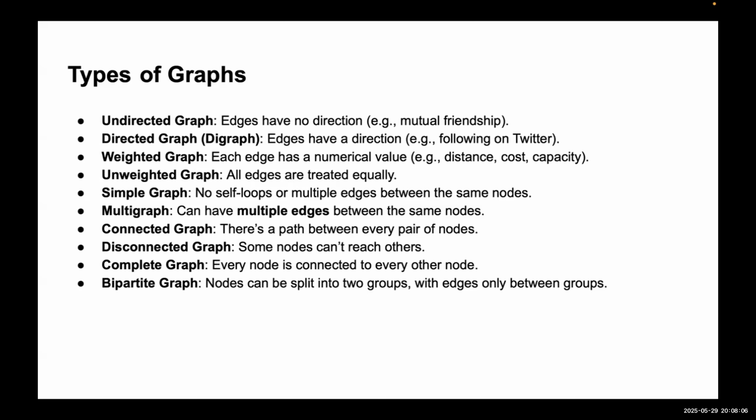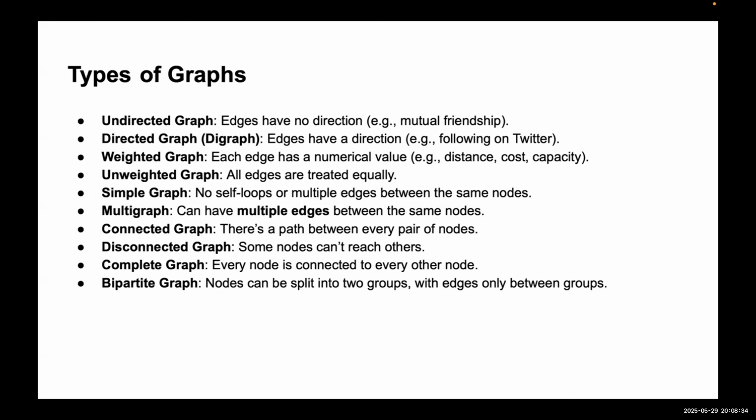Graphs can have a self loop. I can follow myself. If I can follow myself, then it is not a simple graph, right? If I cannot follow myself, then it is a simple graph. Or we can have multiple edges between the same nodes, yes or no. If we cannot have those things, it is a simple graph. In a multi-graph, we can have multiple edges between the same nodes.